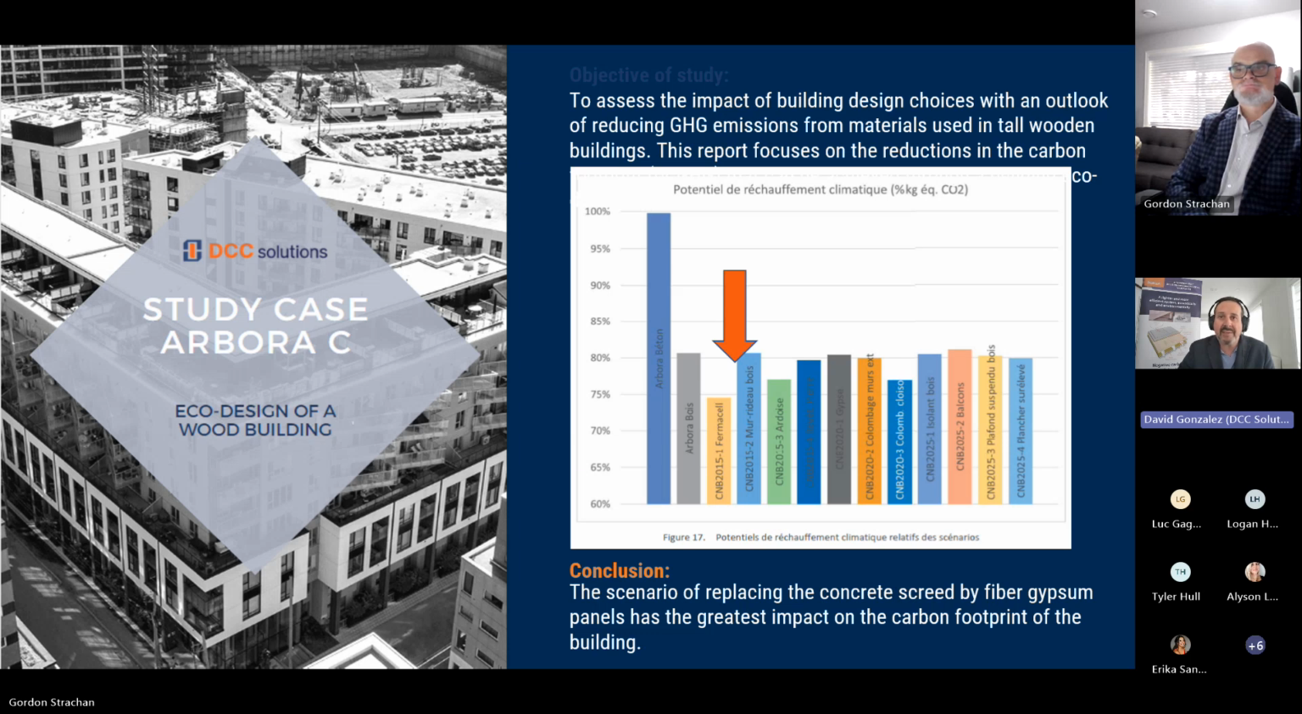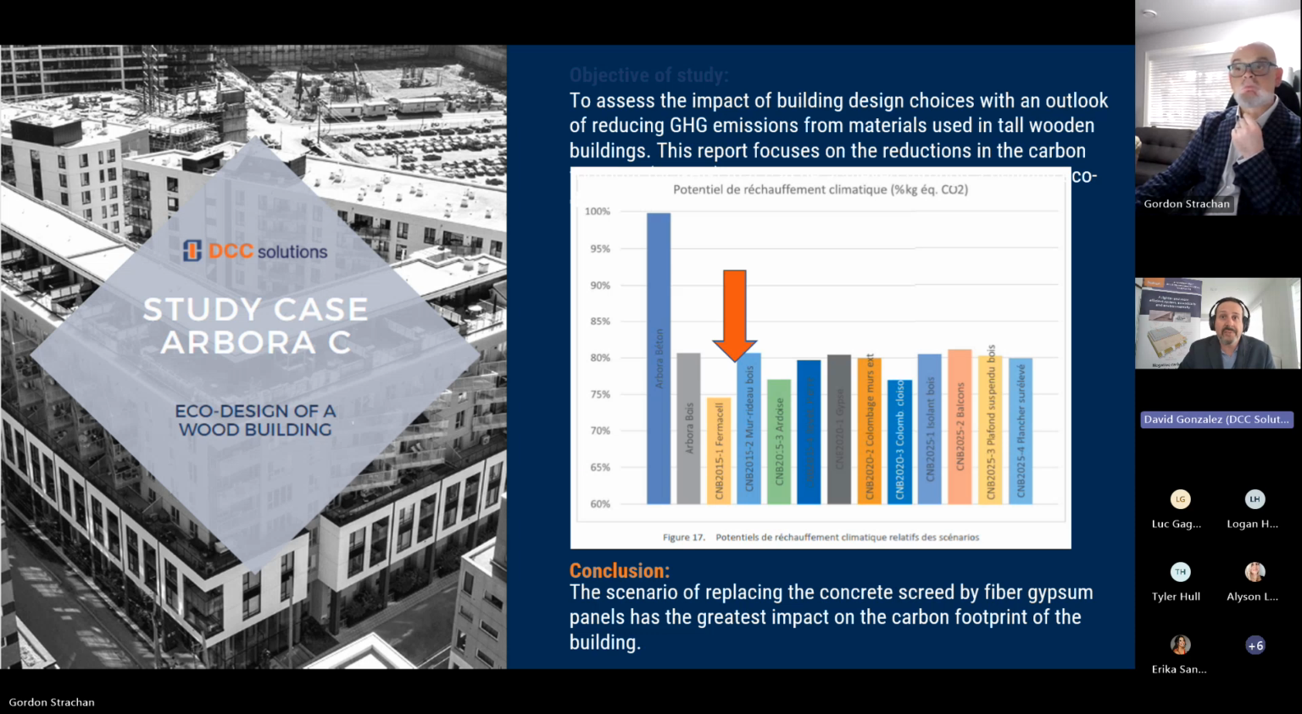Now, the biggest impact on the carbon footprint of that building was when they replaced the concrete topping with a dry screed system. In this case, it was the Fermacell system that was considered. Just that scenario alone theoretically made it possible to reduce the building's GHG emissions by almost 8%, and also eliminate around 1,600 tons of concrete and 3.3 tons of plastic.